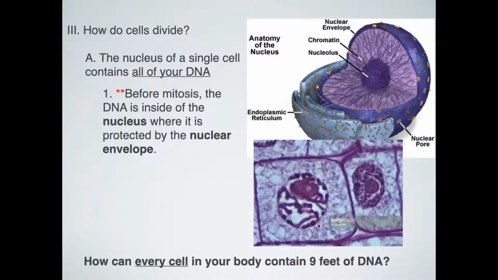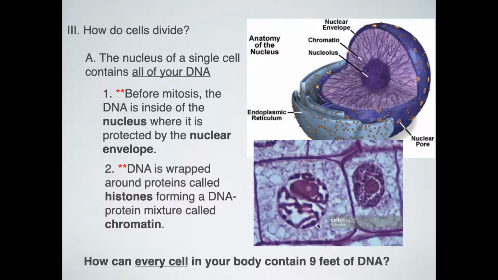Every single cell in your body contains 9 feet worth of DNA if you were to stretch it out. It's a lot of DNA. How in the world, you're made up of trillions of cells, right, can every cell have 9 feet worth of stuff in it? Clearly, it has to be wrapped up somehow. So DNA is wrapped around proteins called histones, and they form a DNA-protein mixture that we call chromatin. So it isn't just DNA, it's chromatin. DNA would be if you unwrapped everything, you'd have 9 feet worth of stuff.